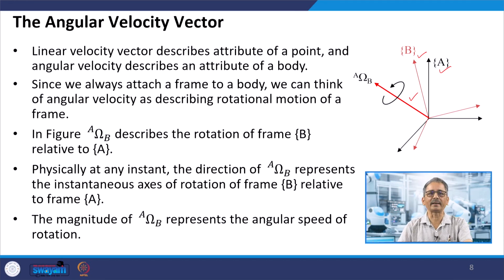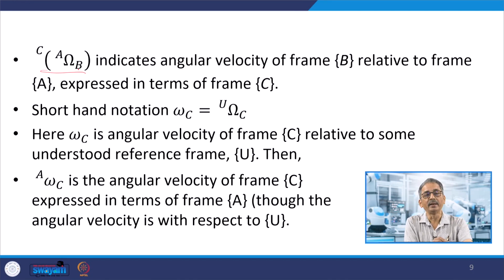We always attach a frame to a body. We can think of angular velocity as describing the rotational motion of a frame. Physically, at any instant, the direction of omega BA represents the instantaneous axis of rotation of frame B relative to frame A. And the magnitude of omega BA represents the angular speed of the rotation. So, this indicates the angular velocity vector of frame B relative to frame A expressed in terms of frame C.